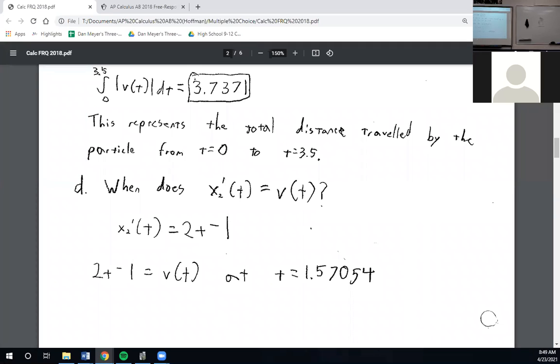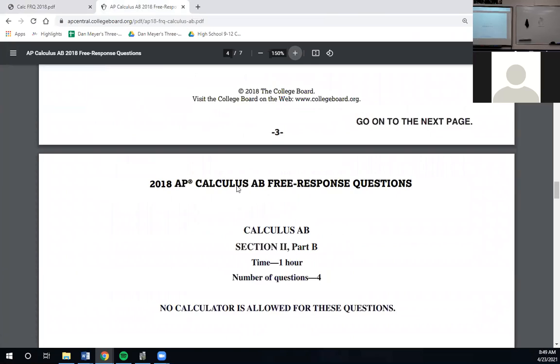Question 3, we practiced quite a few of these questions, but this one was pretty tricky because it expected you to work with the piecewise function here. So again, we're given this graph.